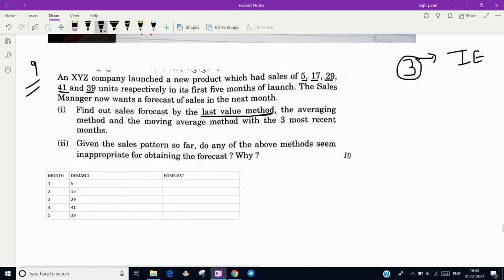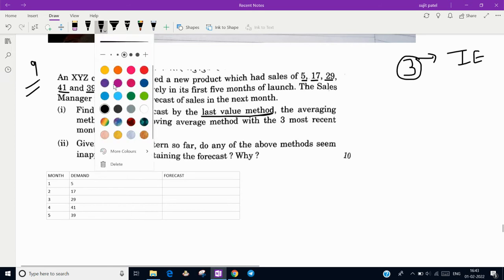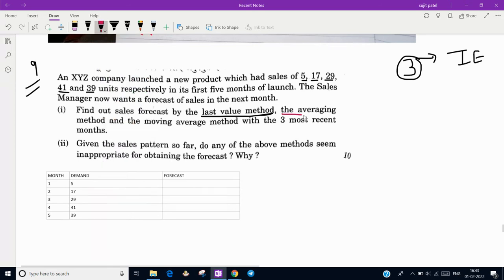The first method is the last value method, the second is the averaging method, and the third is the moving average method with last 3-month average. So first of all we will solve this. Here I have made the table, that is month as well as demand. If we use the last value method, that means whatever the last month's demand is will directly go to the forecast of the next month. So it will be 39.